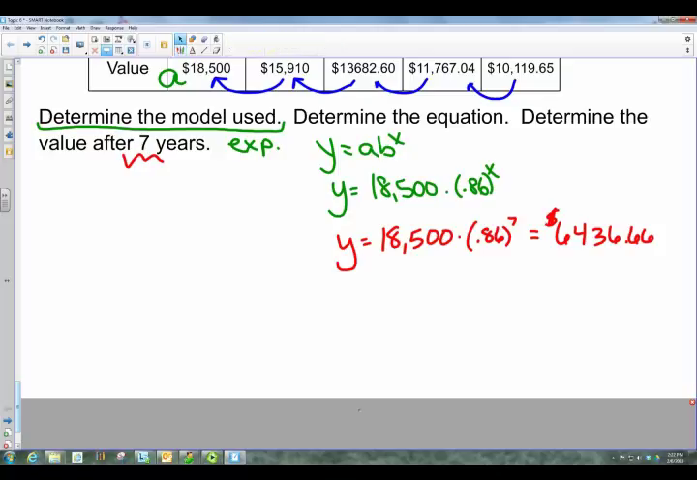Alright, so that's dealing with models. Hopefully that made some sense. I know a couple of these are a little bit tricky.